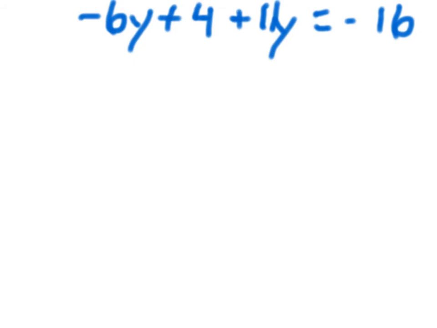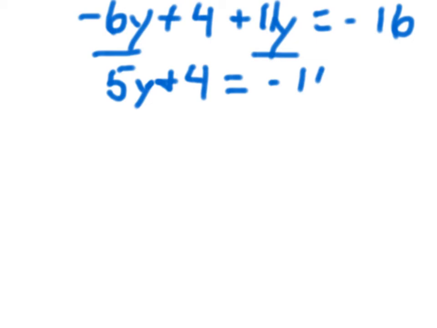Okay, when we look at doing a problem like this, we can always start with combining our like terms. And I can see that I've got a negative 6y and I've got 11y. So those are like terms because they both have the variable y. So I've got negative 6 plus 11y. Well, that's basically like I'm subtracting. So I'm left with 5y plus 4 equals negative 16.